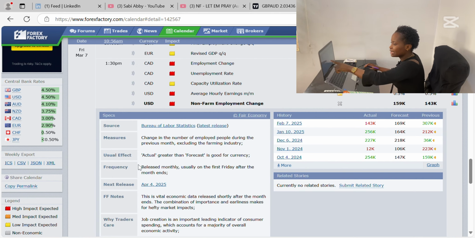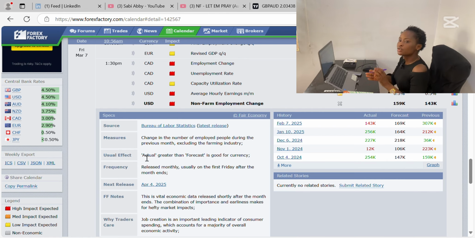It clearly states that, and it also tells you the effect. So when it comes out higher than expected, it is good for the currency. We know that the NFP measures the change in the number of employed people during the previous month. So if there are more people getting jobs, it's a good sign that the economy is thriving. But if people are losing their jobs, there are layoffs here and there, then it's a sign that something is not moving so well in the economy.